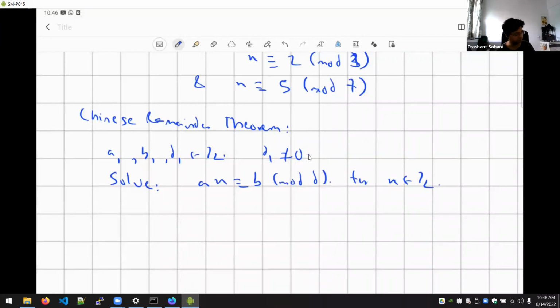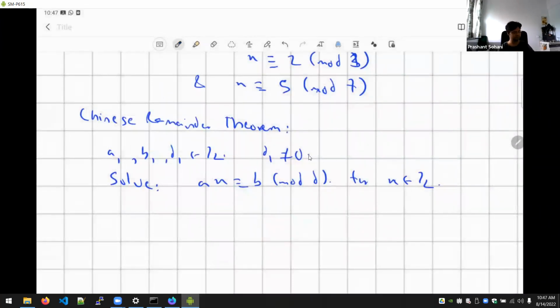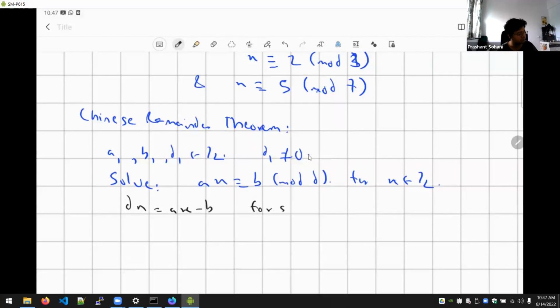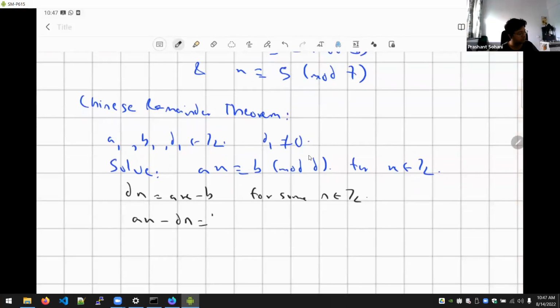Okay, so how do we approach this? Yes, Raghav. By the definition of congruence, we get that dn is equal to ax minus b for some n in integers. Then we get ax minus dn is equal to b, which is a Diophantine equation. So we can just solve this equation.